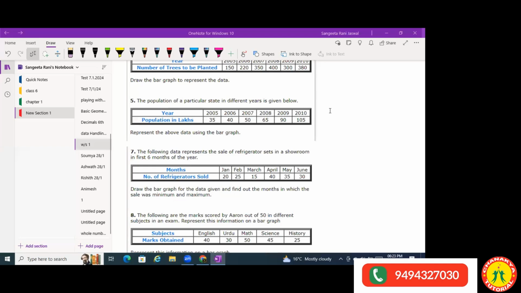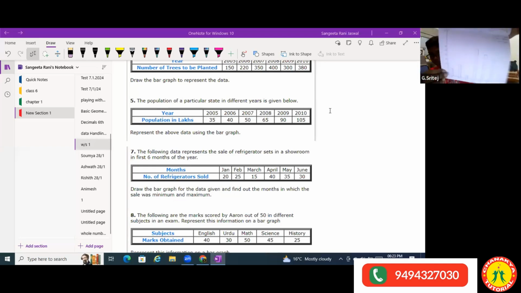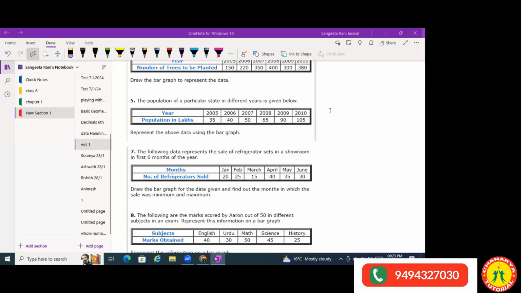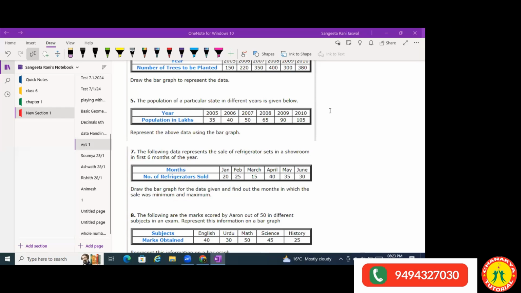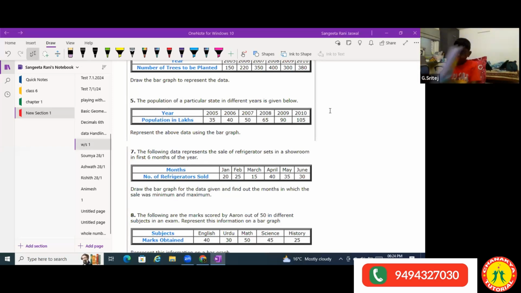I will introduce you to practical geometry. Ma'am, done with the 7th question. Ma'am, can you see my screen? Yes, I can see. Okay, let me check. 20, 25, 15, 40, 35, 30. What scale have you taken? Let me read out. 5 on my axis. Okay, this is question number 7. That's fine. Good, Sritej. Thanks.